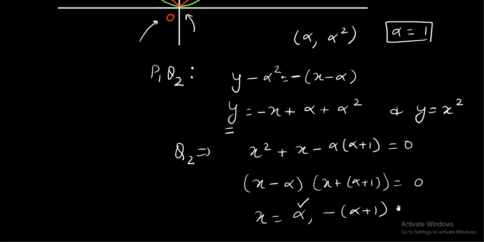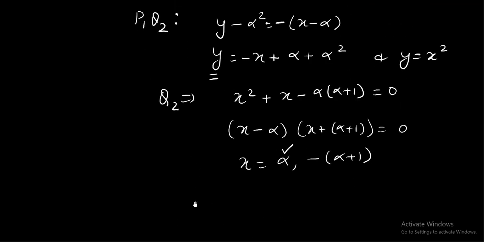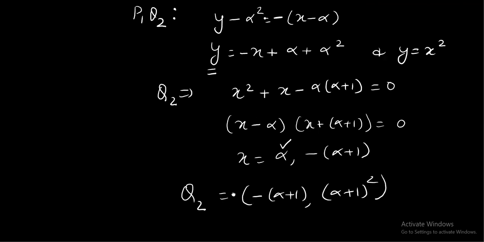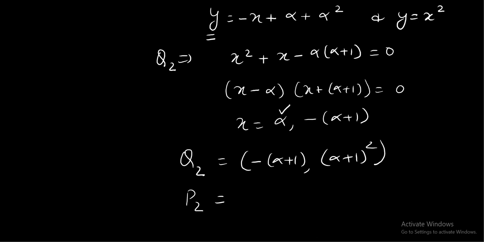ठीक है? तो similarly I can say that if this is Q2, अगर ये Q2 आ रहा है, Q2 क्या आ रहा है अब लिख लेते हैं. Q2 will be minus of alpha plus 1 then alpha plus 1 का whole square. So what do you say about the point P2? P2 similarly कितना आ जाएगा? It will be alpha plus 1 into alpha plus 1 का whole square, right?